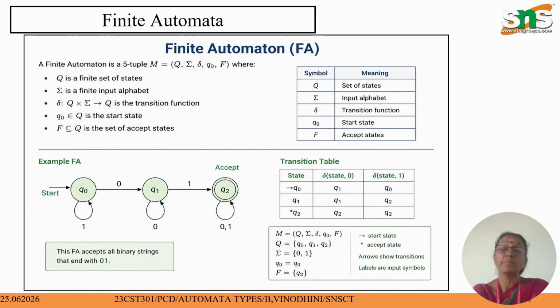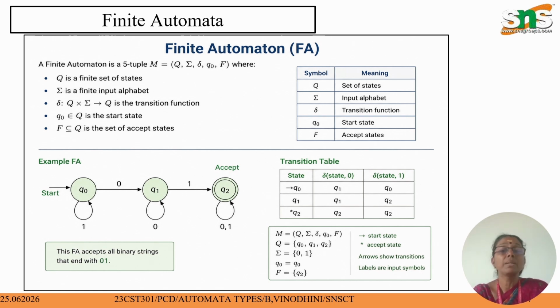Next, we will see what a finite automata is. The finite automata contains 5 tuples. It is a mathematical abstract model. It contains the 5 tuples: Q, sigma, delta, q0 and F. Q is a finite set of states. Sigma is a finite input alphabet. Delta is the transition function. q0 is the starting state, and F is the set of accepting states. So these are the 5 tuples of the finite automata: a set of states, the start state, final states, transitions, and the set of input alphabets.